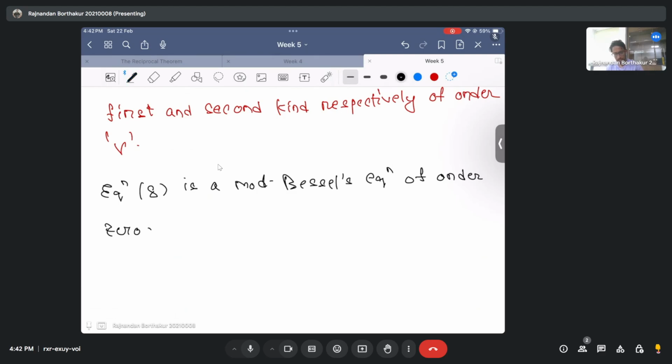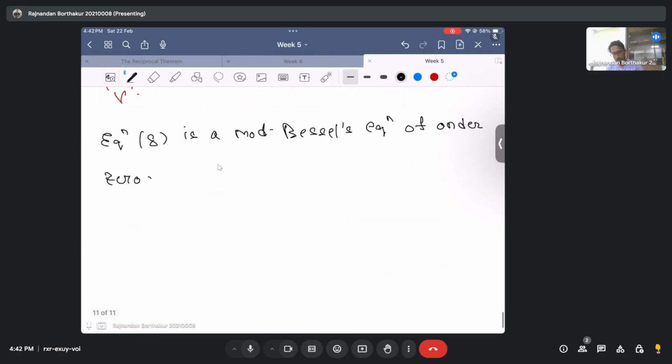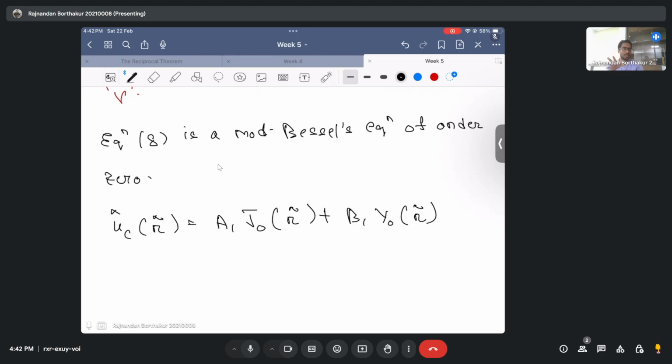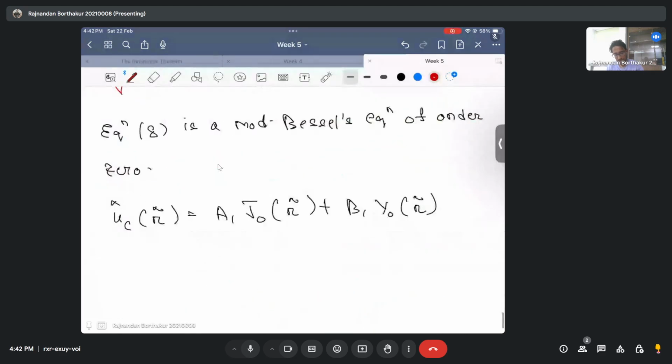All right. Anyways, so now my solution of equation 8, since I know that this is just a modified Bessel's equation, I can write as UC hat of R tilde equals some A1 times J0 of R tilde plus B1 times Y0 of R tilde, where J0 and Y0 are the modified Bessel's functions of order 0. Okay, so that's the solution of equation 8, which I will write as 8a.